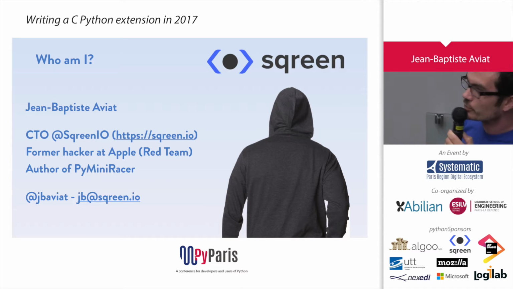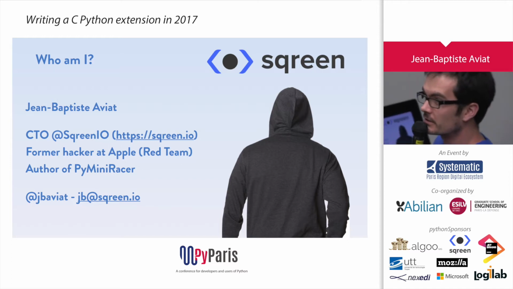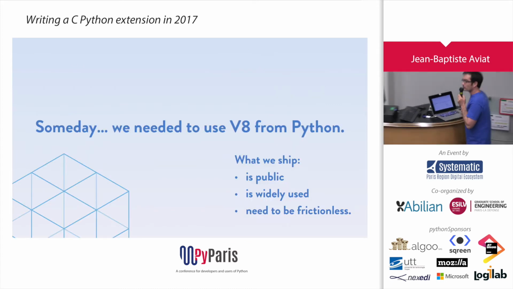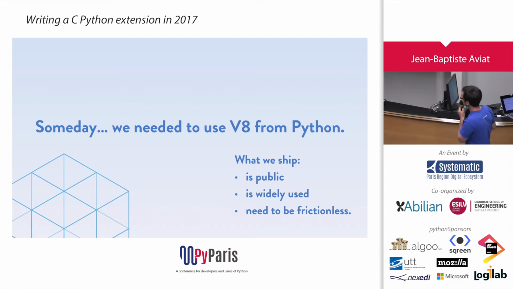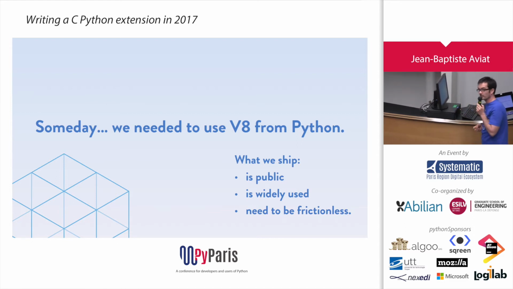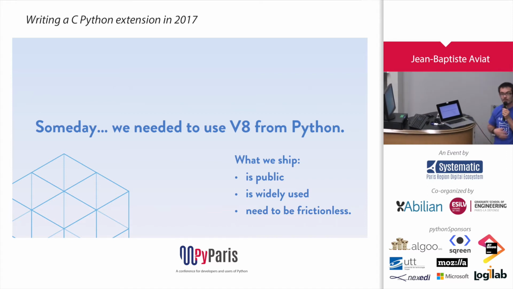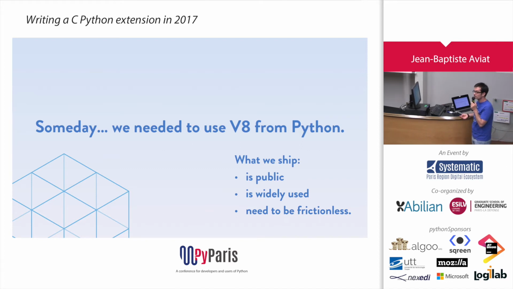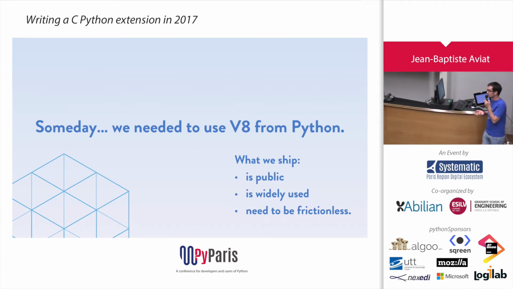So just in a word, Screen is a company building an application security solution, which is very simple. At Screen, someday, we needed to use V8 from Python. That was our use case. This is what I'm going to use as an example of how we chose to build a Python extension today.